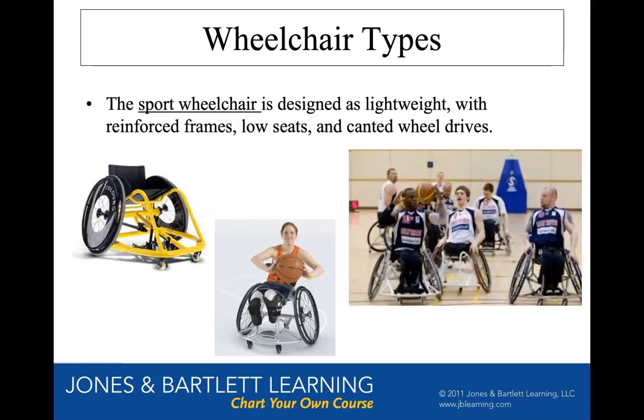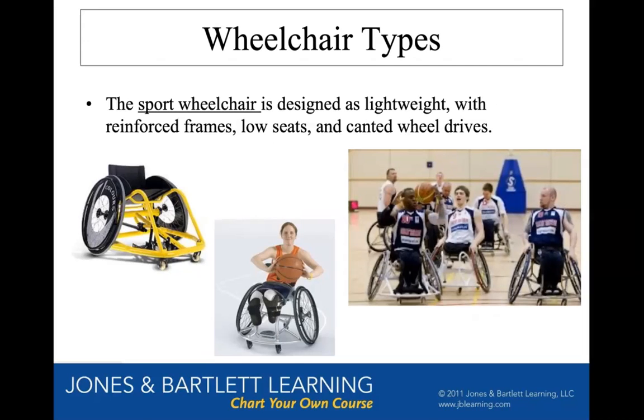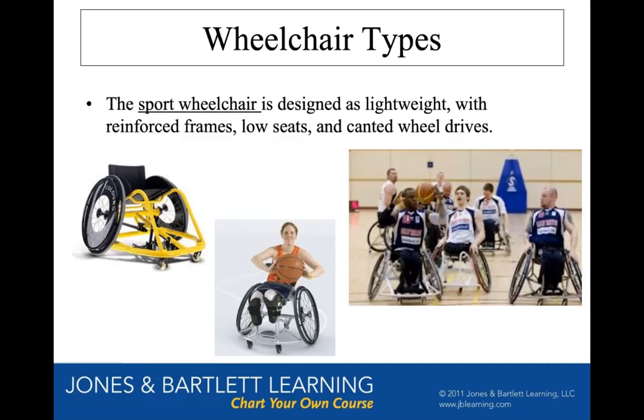Sports chairs, these are really cool wheelchairs. Now, these chairs go super duper fast. So a sports wheelchair is lightweight, usually made out of titanium or aluminum, so it doesn't take a lot of energy to propel it. The frames are usually solid, so they're welded together. It's usually really low to the ground, and you can see that the wheels are angled in at the top, and we call that wheel camber.